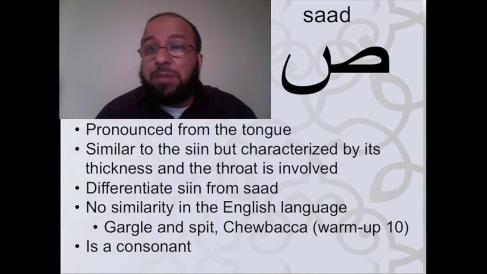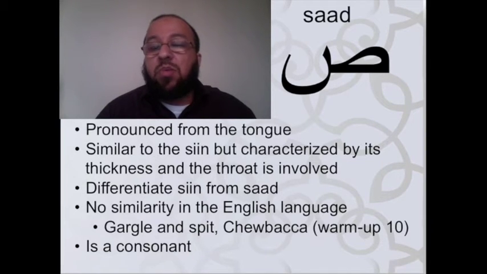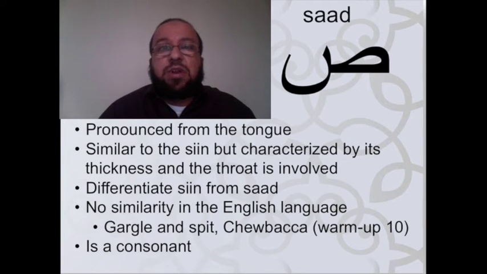Now remember, warm-up number 10, pretty much all letters, with the exception of the last letter in today's lesson, are going to be related to warm-up number 10, which is the gargle and spit, or the Chewbacca warm-up. In that warm-up, I have you get a glass of water and put it in your throat and start to gargle as if you're sick and you need to do saltwater gargles. I need you to find that deep part of your throat. And basically you have to force this letter out from the throat like this. So the letter is saad.